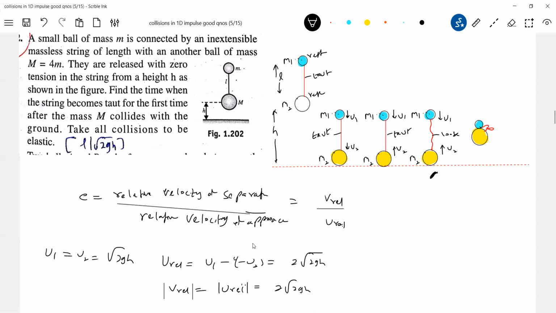Again, when the string becomes taut, what do we expect here? You should not mess up things here. The relative velocity of separation must be equal. So this will have velocity u2, this will have velocity u1. The relative velocity of separation must be equal to how much? Should be equal to 2 root 2gh.